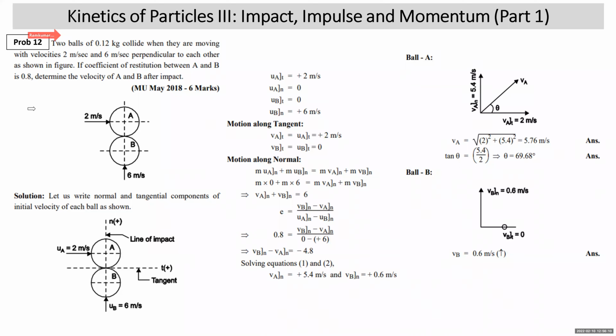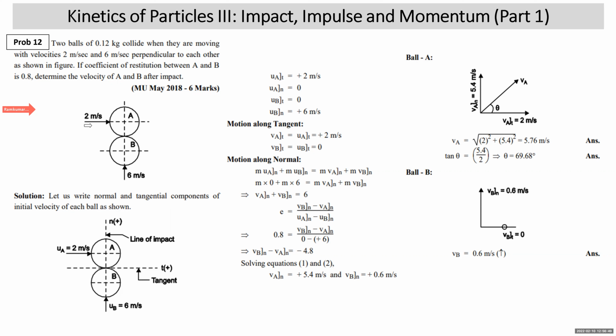Next problem. Two balls of masses 0.12 kg collide when they are moving with velocities 2 meter per second and 6 meter per second perpendicular to each other as shown in figure. If the coefficient of restitution between A and B is 0.8, determine the velocity of A and B after impact. Now you can see that if this impact is happening in this manner, common surface of contact or common tangent will be horizontal and line of impact perpendicular to that line will be vertical. Right? Like in the previous problem, common tangent was vertical and line of impact was horizontal. Here, line of impact will be vertical, common tangent will be horizontal.